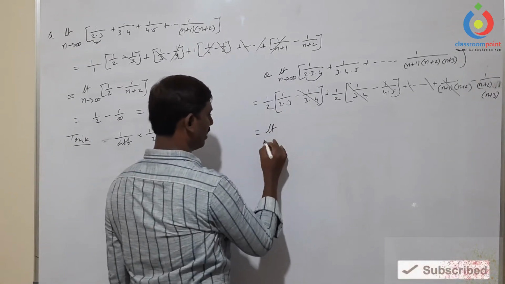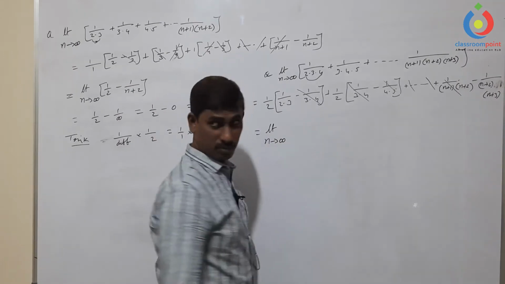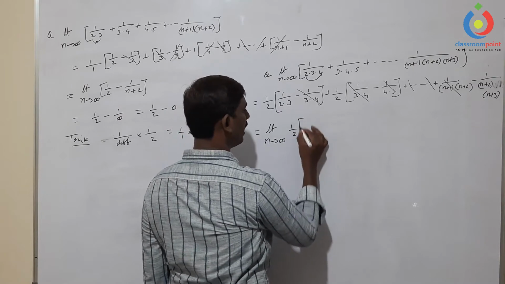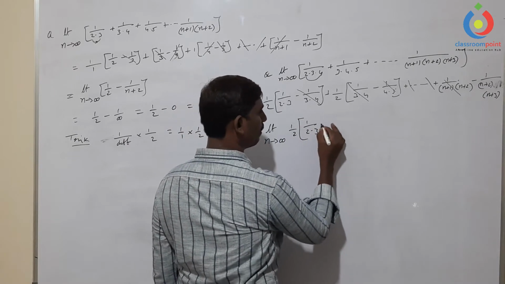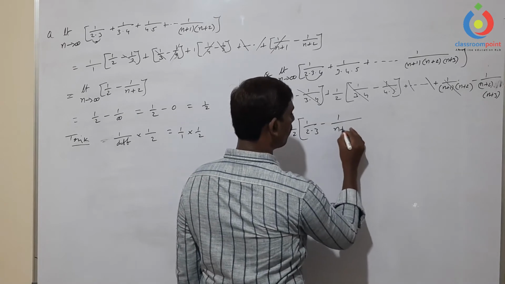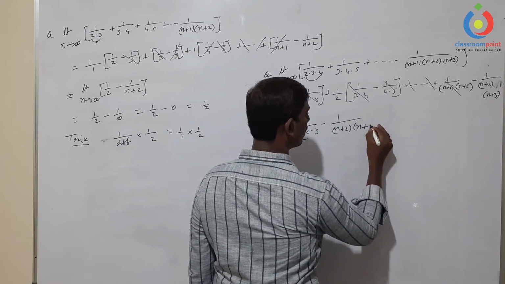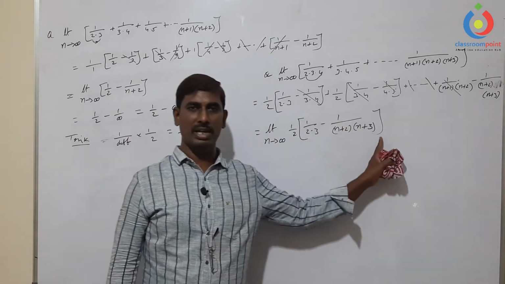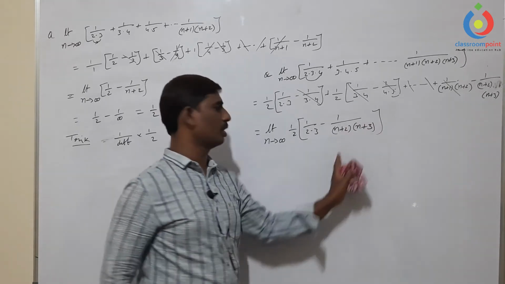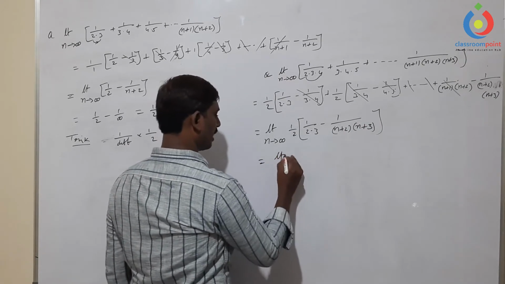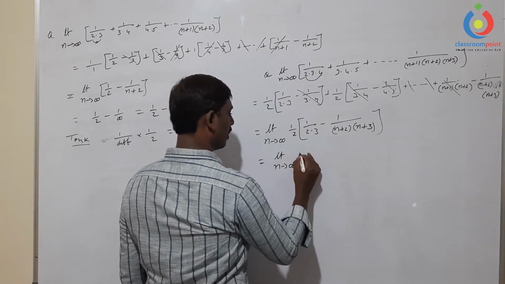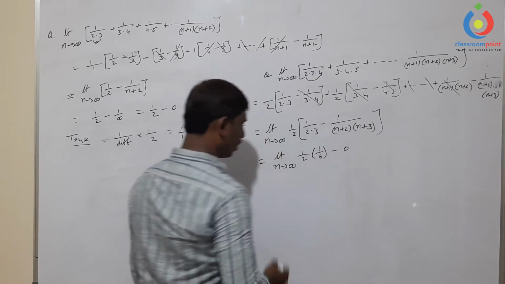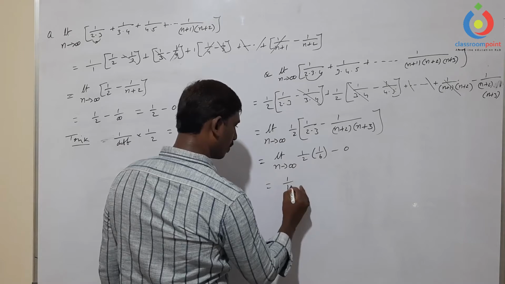So limit n tends to infinity, 1 by 2 into the remaining: 1 by 2 into 3 minus 1 by n plus 2 into n plus 3. So this is totally 0. Why? Because 1 by infinity we are getting, and 1 by infinity means it is 0. So that is equal to limit n tends to infinity 1 by 2 into 1 by 6 minus 0. So finally it is 1 by 12.